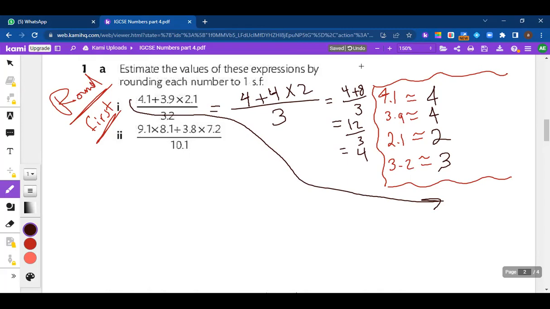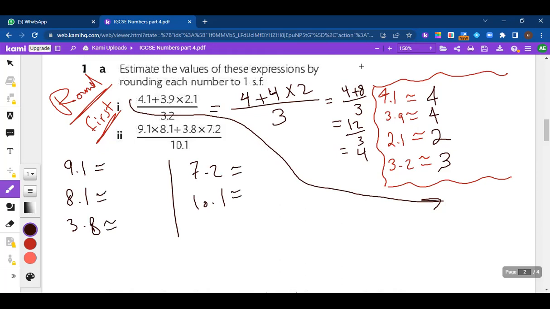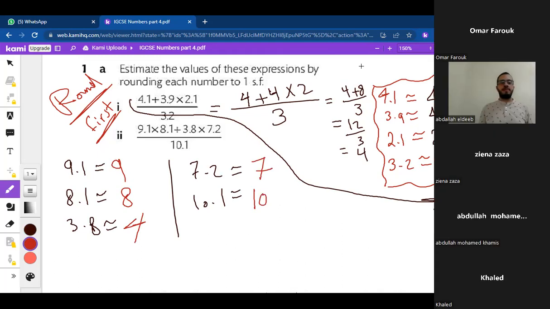Welcome. Omar Farouk, you work with me in this question. Okay, you tell me the answer. To one significant figure. 9.1 would be 9. 8.1 would be 8. 3.8 would be 4. 7.2 would be 7. 10.1 would be 10. Perfect.